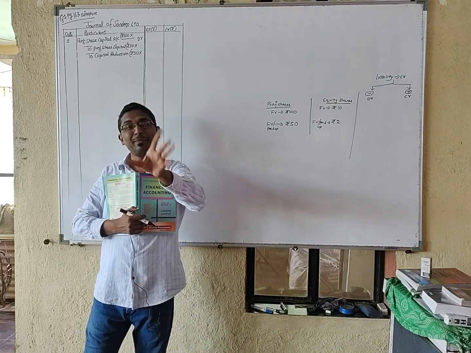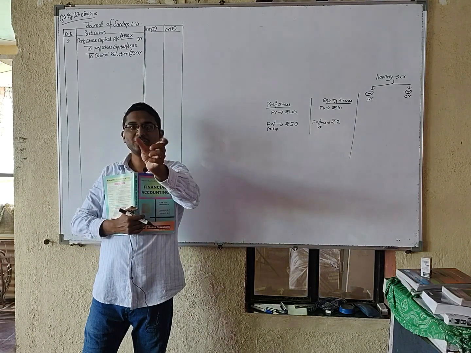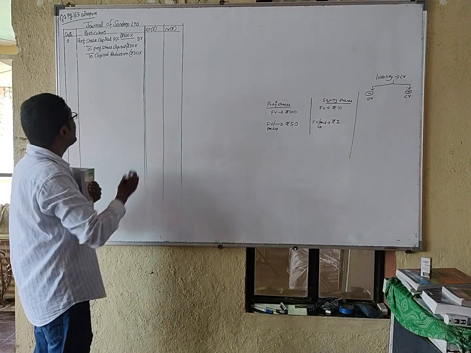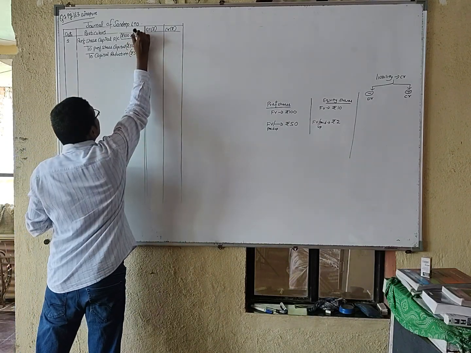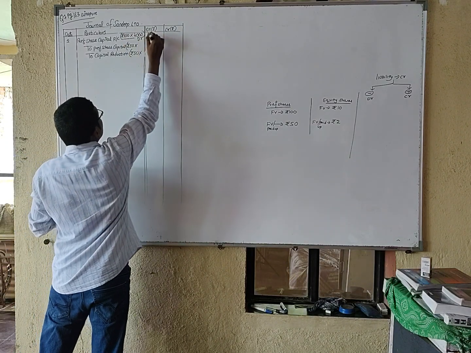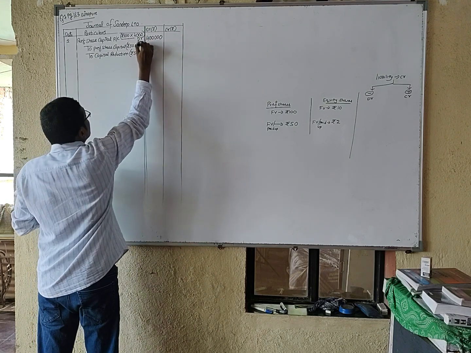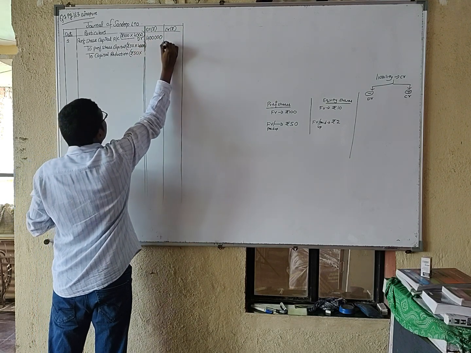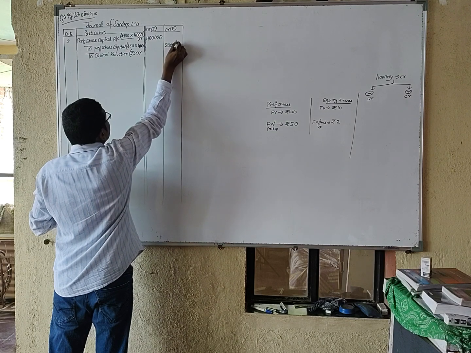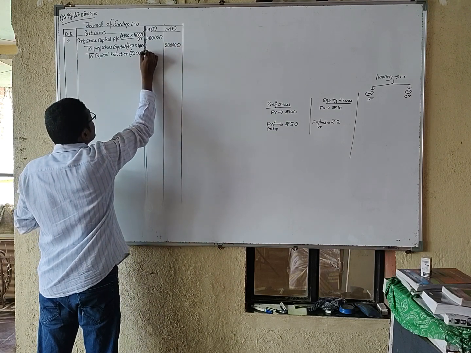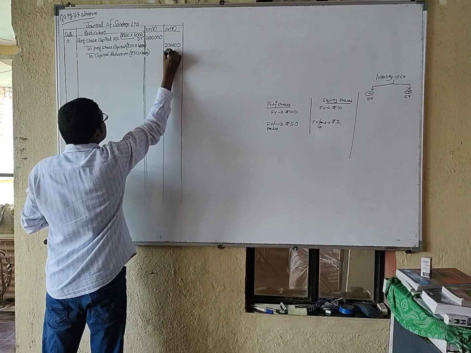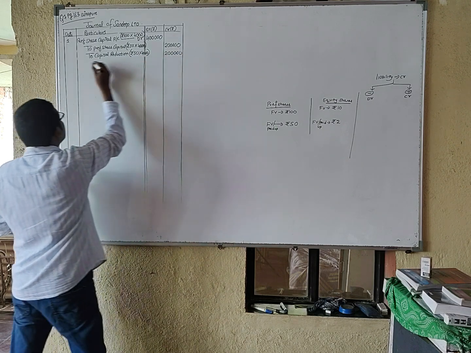So 4 lakh rupees preference share capital divided by 100 will be 4,000. So multiply 4,000 into 100 will be 4 lakh. 4,000 into 50 will be 2 lakhs. Are you getting it, students? 4,000 into 50 will be 2 lakhs. I hope you are clear.